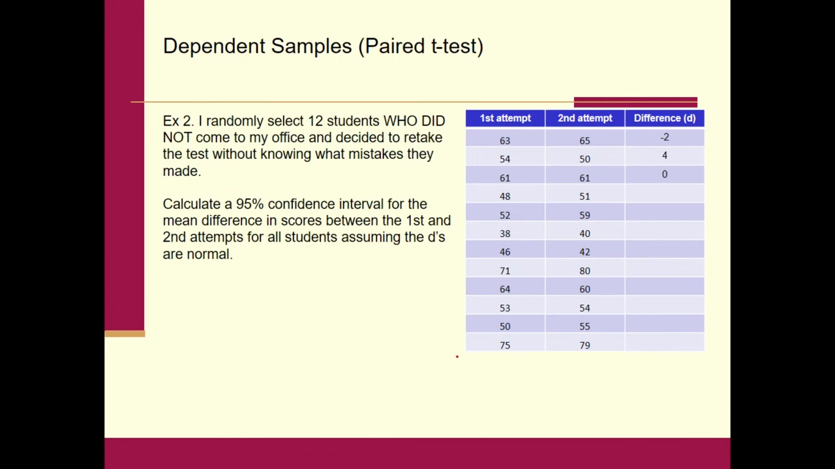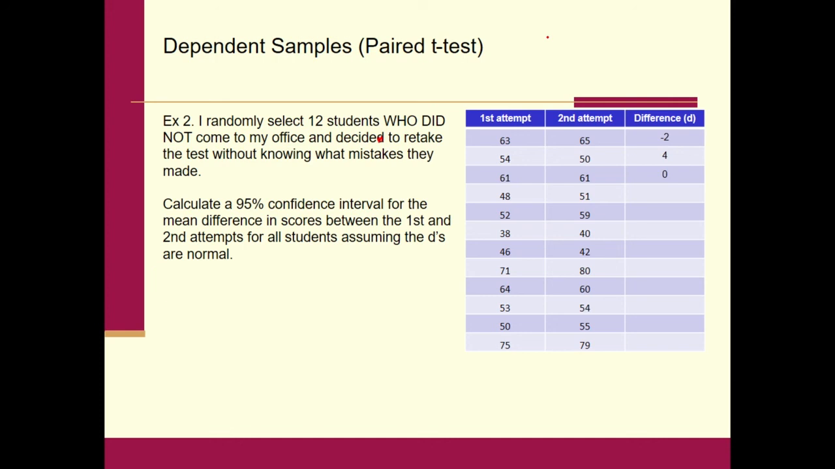Okay, here's example number two. I randomly select 12 students who did not come to my office and decide to retake the test without knowing what mistakes they made. Oh, I probably should have said decide. All right, so now here's the background on this. I didn't write the whole thing out, because if I tried to write this whole thing out, it would have been too long for this page.